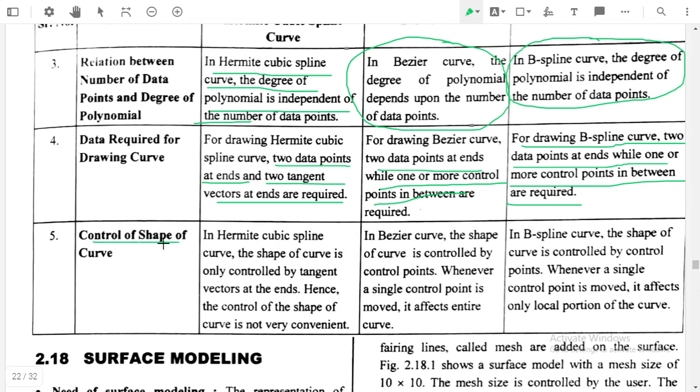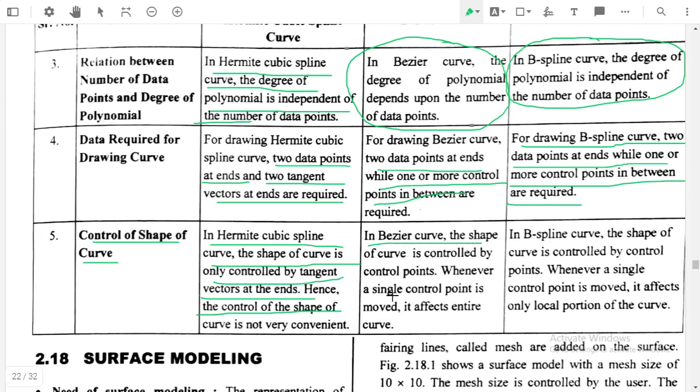Then the control of the shape of the curve. How can we control the shape of the curve? In the case of a Hermite cubic spline curve, the shape of the curve is only controlled by the tangent vectors at the endpoints. Hence, control of the shape of the curve is not very convenient. To change the shape of the curve, we need to change the tangent vector at the endpoint. So it is not very convenient to change the shape of the Hermite cubic spline curve.